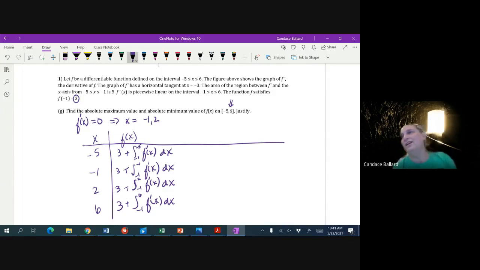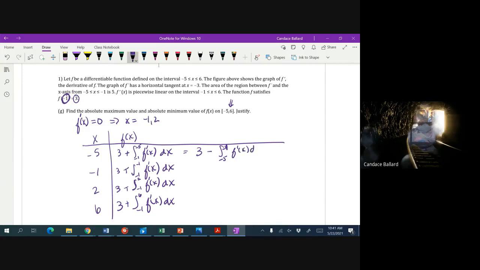So it should be negative. Oh, I know where Jocelyn's going. Yes, Jocelyn, we want the bottom to be -5, but because it says I have to start at -1, what are we going to have to do to fix that? Yeah, we got to flip. Good job, Samuel. Good job, Jocelyn. So we've got 3, and I'm going to flip to a minus, from -5 to -1 of f prime of x dx.